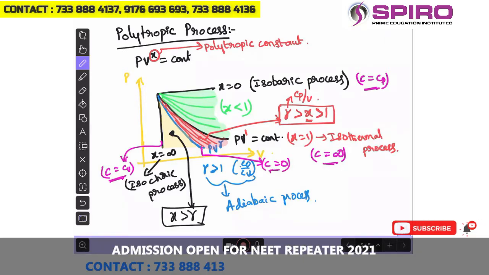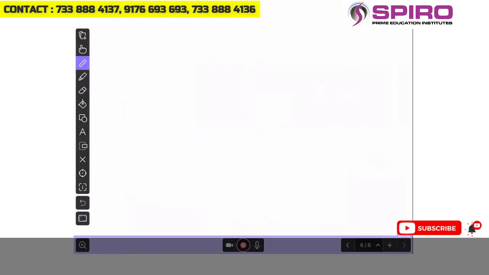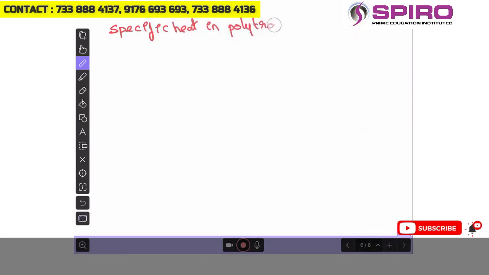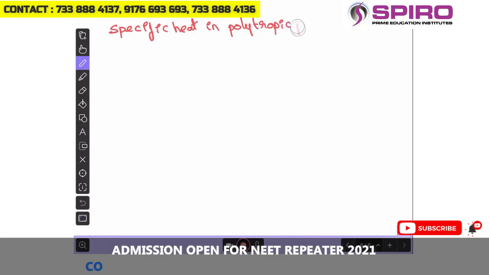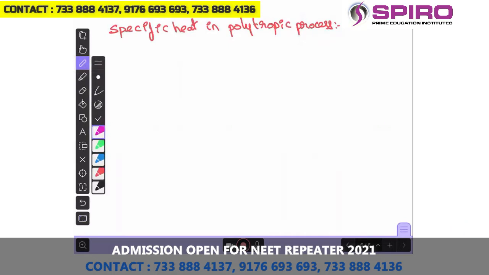Now let us go for the polytropic process. What is the specific heat in the polytropic process? Let us see now. Specific heat in polytropic process. Let us see.